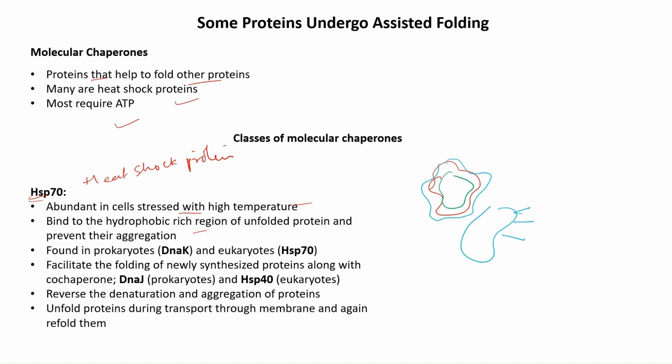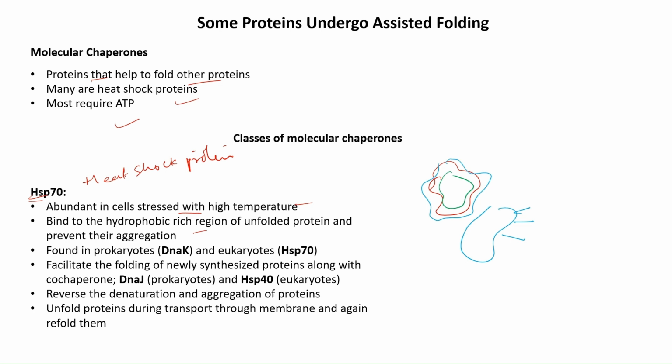So if the protein is in a properly folded state, all its hydrophobic amino acids should be in the interior of the protein. If any hydrophobic amino acid is in the outside region, the protein is not properly folded. HSP70 also recognizes the protein by seeing its hydrophobic region. If it is exposed outside, that means the protein is not folded, so it will bind to that hydrophobic region and prevent aggregation.